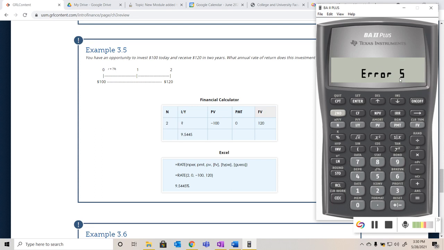So for example, on this one, I'd get that error 5 message and I go, oh yeah, one of these has got to be a cash outflow. They can't both be cash inflows. So let me go back to the present value and make it negative, and then I can compute the I/Y and get the right answer back.